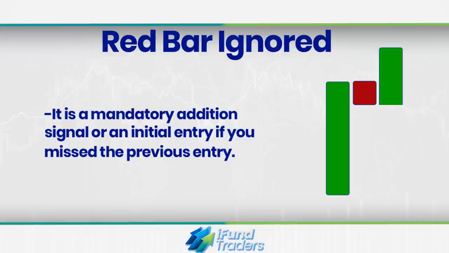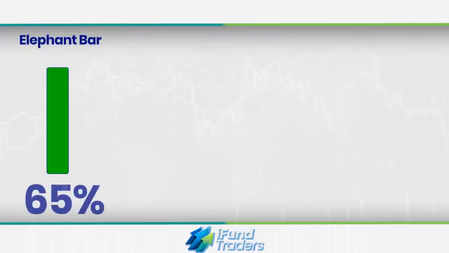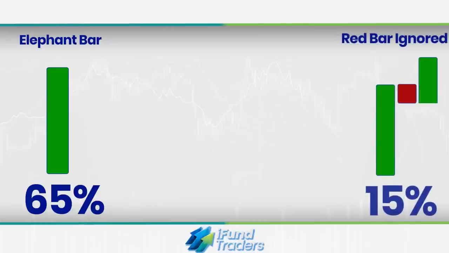A quick little pit stop and continue. These are your four things, and your RBI will happen about 65% elephant. You've got 15% pure, the pure ones. All right, 15%. These two right there get you, it's crazy, right? It gets you to 80%.